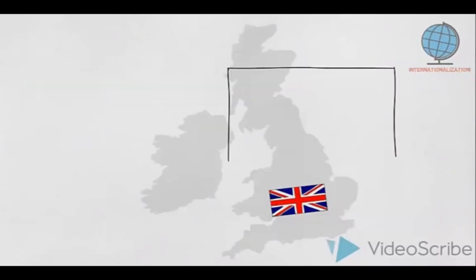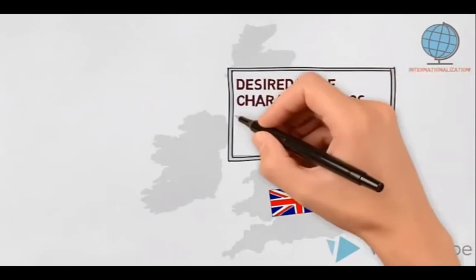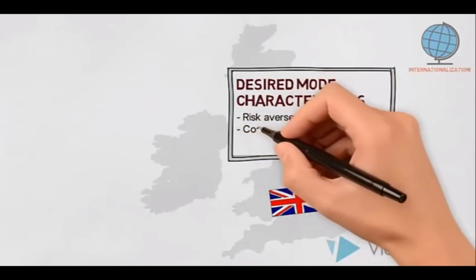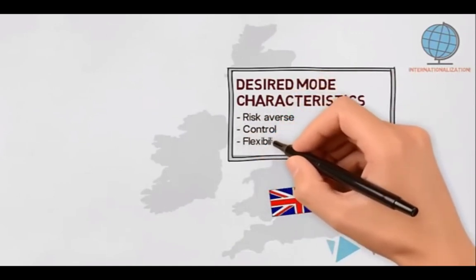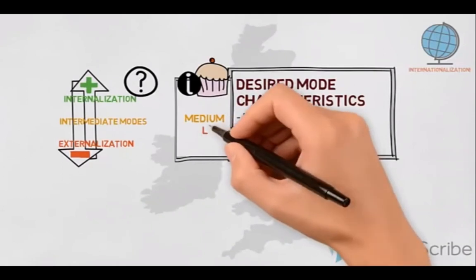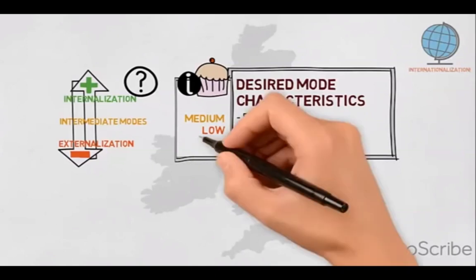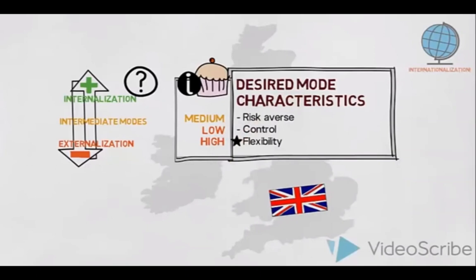Let us move on to the fourth and final set of factors, the desired mode characteristics. We will evaluate French Cake's wishes in terms of the main characteristics of the different types of entry modes. French Cakes have expressed that they can't afford to be too risky. They have no desire to be in complete control of the operation. They see the UK adventure more as a first trial and error step in their internationalization process. Therefore, they are also very keen on a high level of flexibility, so that they are able to pull the plug on their UK adventure should business not prove to be as successful as hoped.